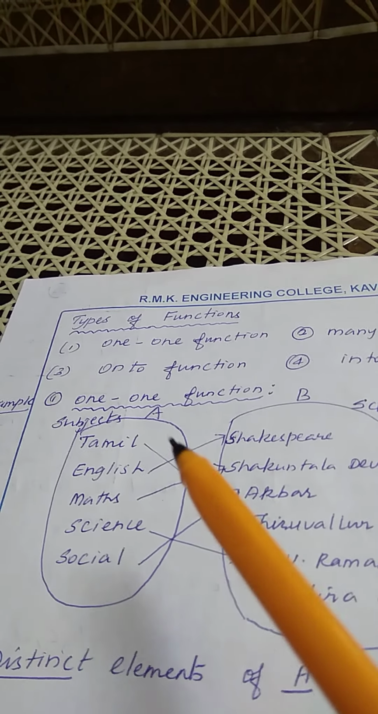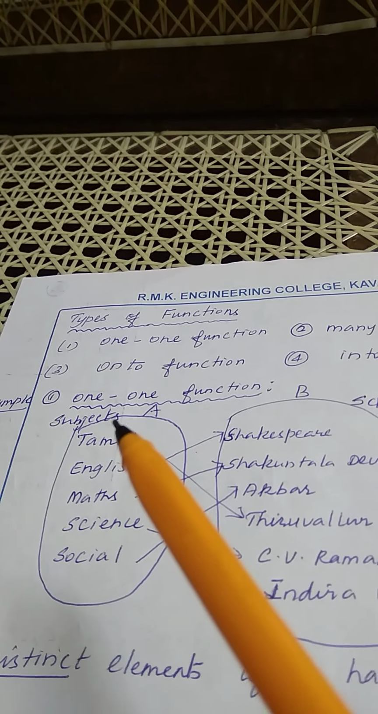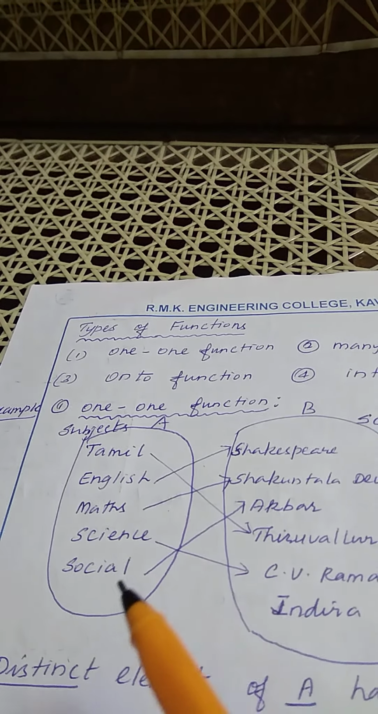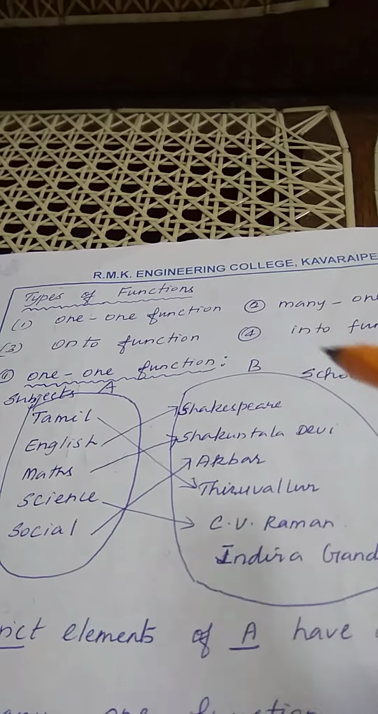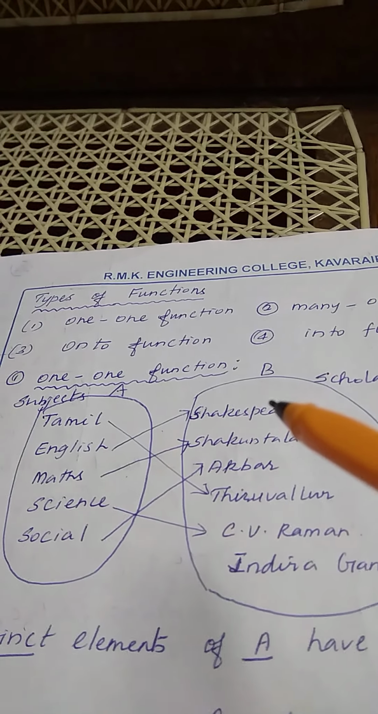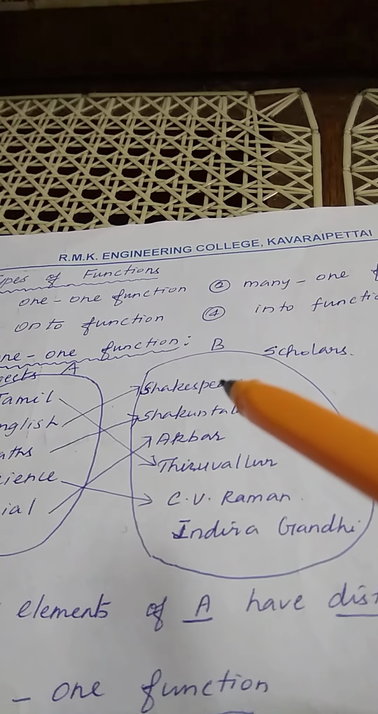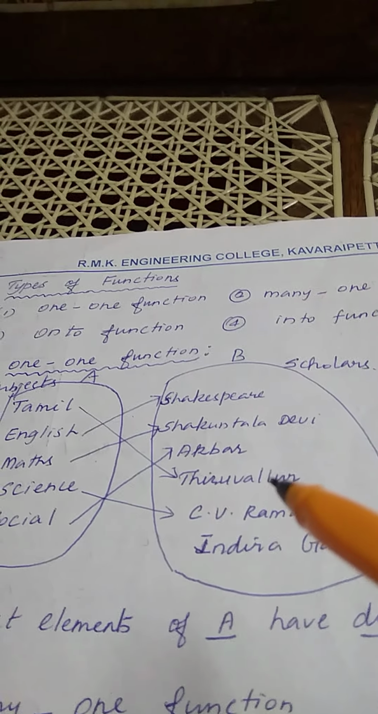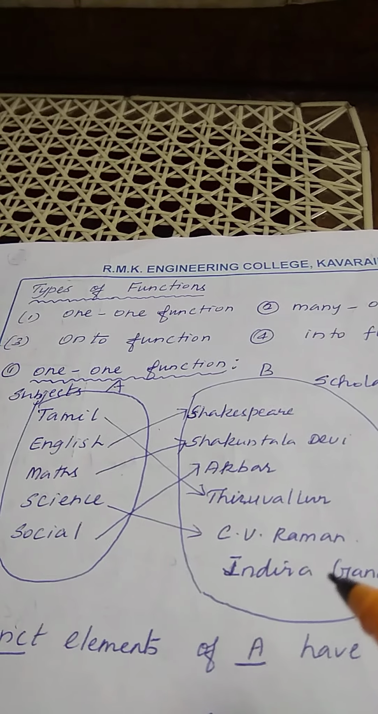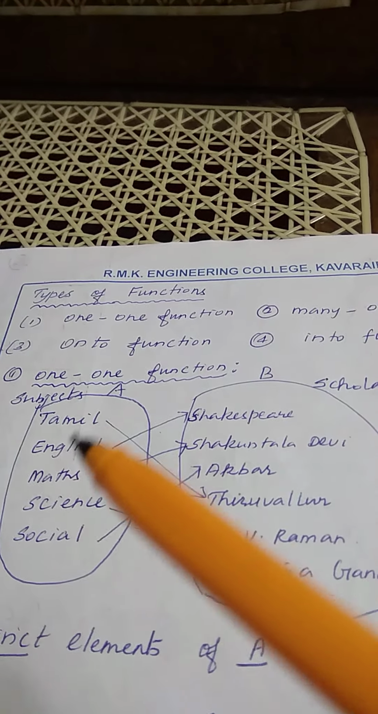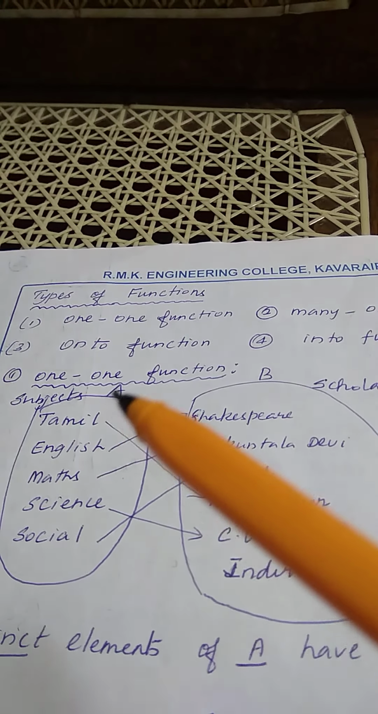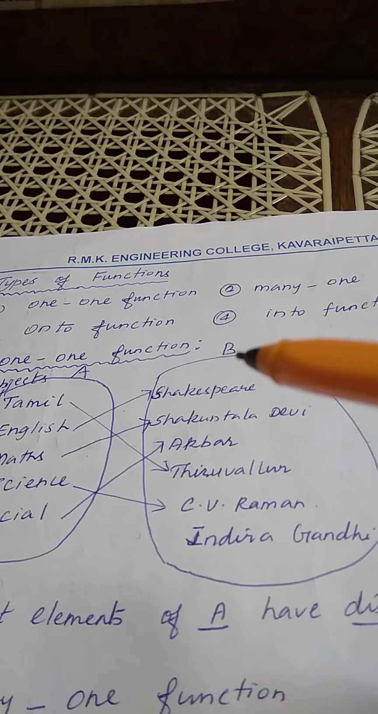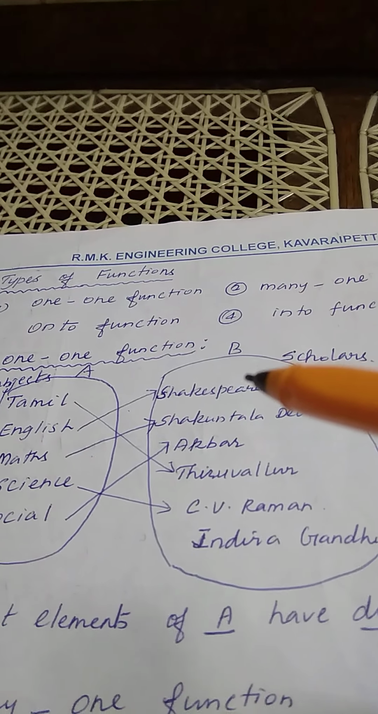Take the first set A, write down the subjects: Tamil, English, Maths, Science, Social. Take the second set B, write the scholars' names: Shakespeare, Shakuntala Devi, Akbar, Thiruvalluvar, C.V. Raman, Indira Gandhi. These elements in the first set A are called pre-images. These elements, scholars, in the second set are called images.